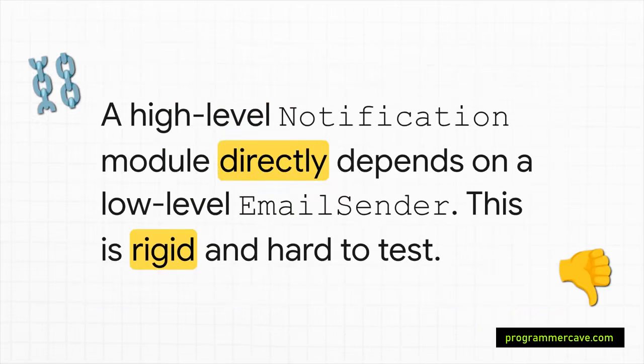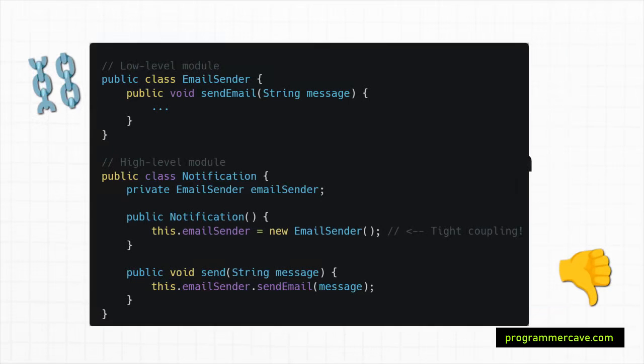So this is what we don't want. Our high-level notification service knows exactly about the low-level email sender. That arrow shows a direct dependency. They're tightly coupled. So what happens when your boss says, hey, we need to send SMS notifications now too? You have to go crack open the notification service and start changing things. It's inflexible and a pain to test.